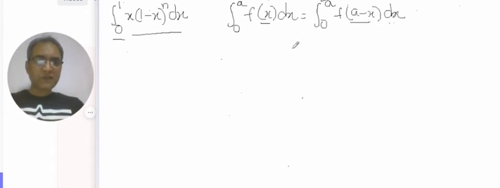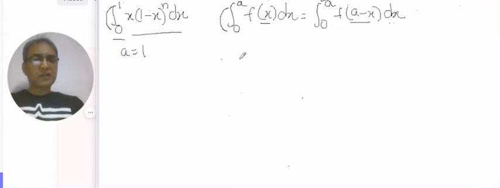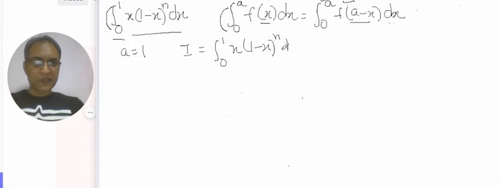So in place of x, we can substitute a minus x if the limits of a definite integral are of the form 0 to a. Now see, in this question, the limits are of the form 0 to a. It's 0 to 1. That means our a is 1 here. So we can use this property. In place of x, we can substitute a minus x. So let the name of the integration be I. So I is integration 0 to 1 of x into (1 minus x) to the power n dx.